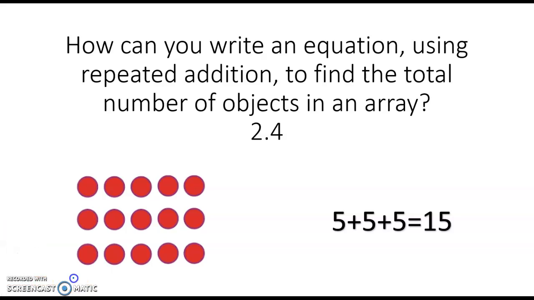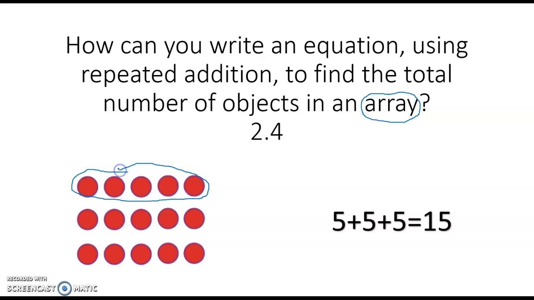Your lesson essential question is, how can you write an equation using repeated addition to find the total number of objects in an array? So today we're going to be working with arrays again. Remember, arrays have equal numbers of objects in their rows. Rows go side to side. So this is a row.